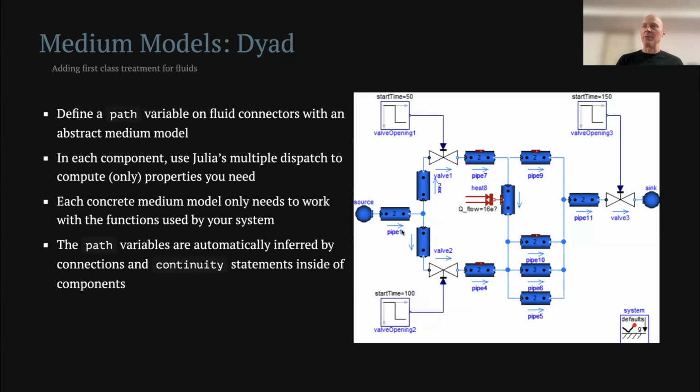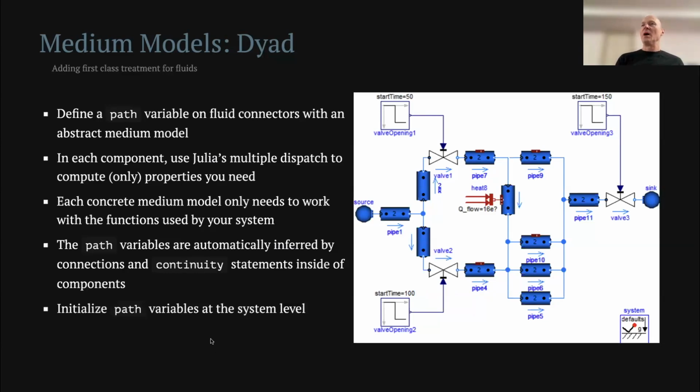And then internal to a component, you can actually express this thing called a continuity statement. It's kind of like a connect statement, but it's not as powerful. All it says is that these two connectors are on the same path, and therefore we can infer that the path variables are the same from this connector to this connector. And then again, the connection says we can infer that these are the same, and then the continuity statement says these are the same, and so on and so on.